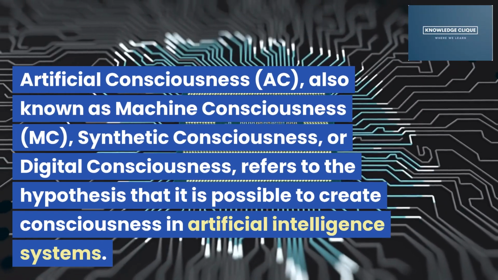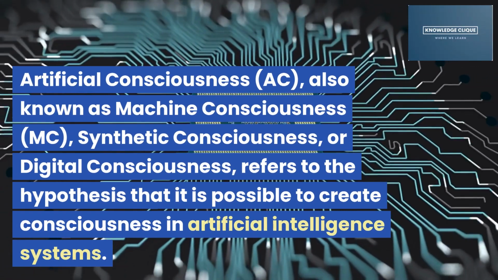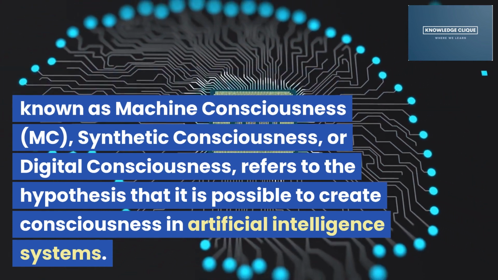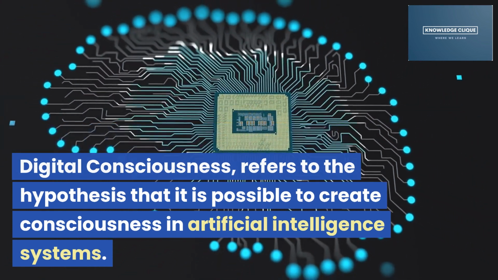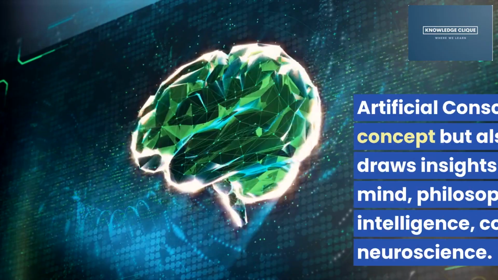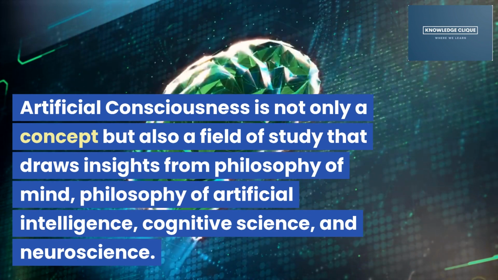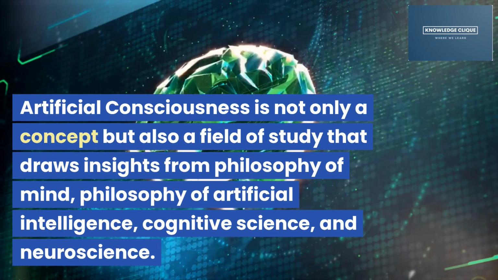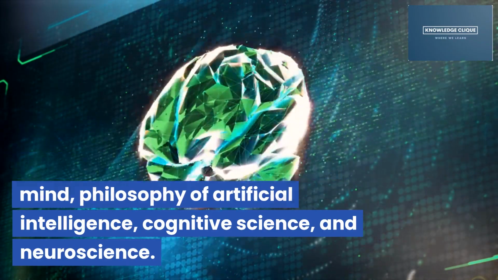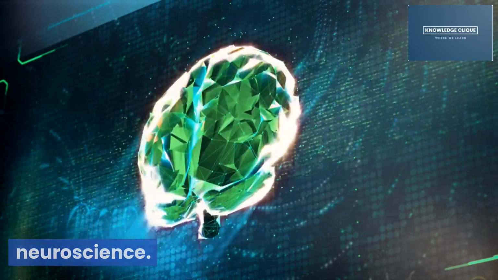Artificial consciousness, AC, also known as machine consciousness, MC, synthetic consciousness, or digital consciousness, refers to the hypothesis that it is possible to create consciousness in artificial intelligence systems. Artificial consciousness is not only a concept but also a field of study that draws insights from philosophy of mind, philosophy of artificial intelligence, cognitive science, and neuroscience.